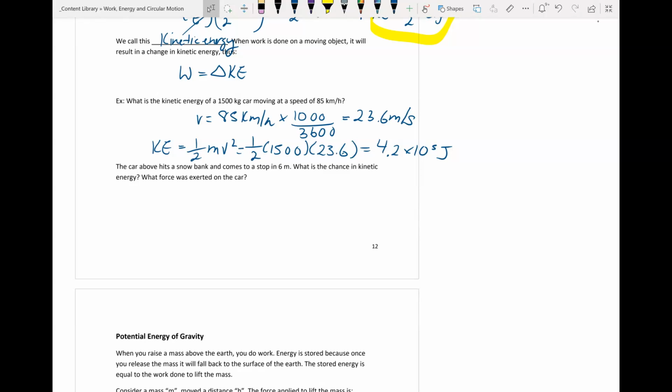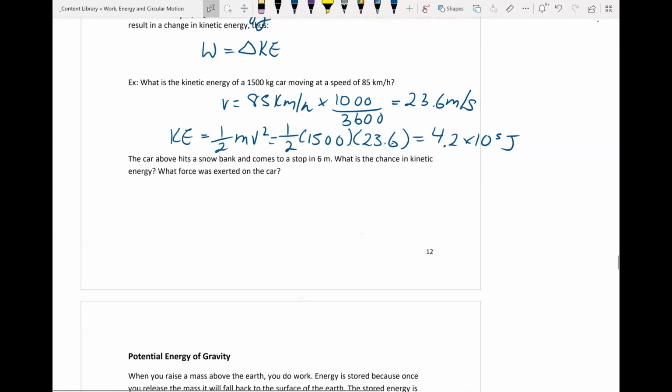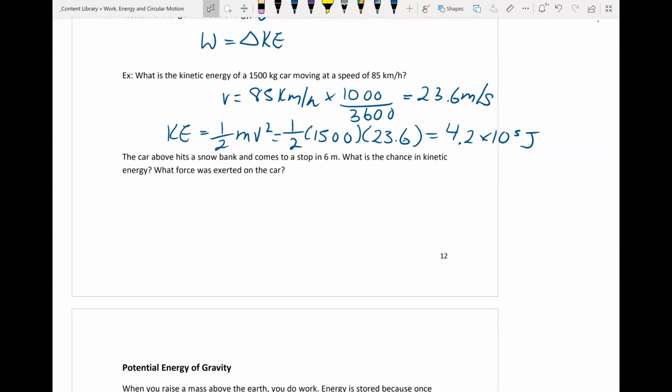Here's the second part to that question. The car above hits a snowbank and comes to a stop in 6 meters. What is the change in kinetic energy? And what force was exerted on the car?